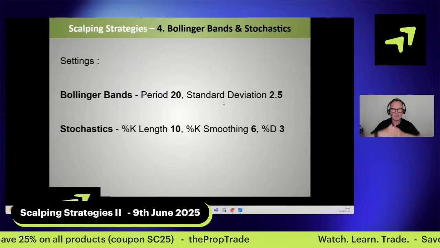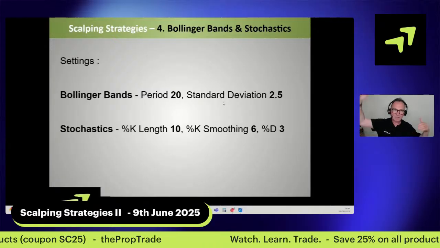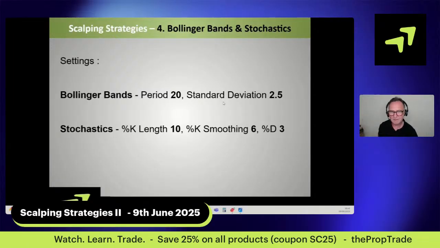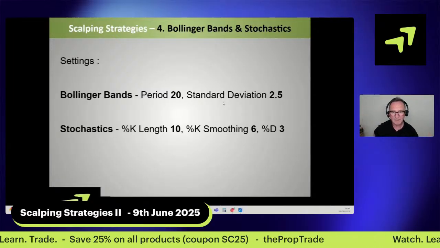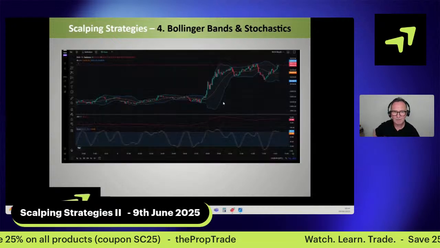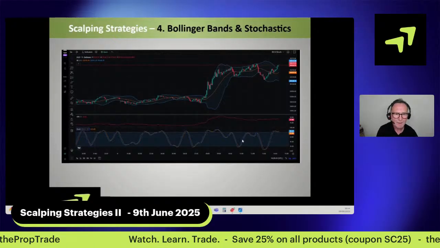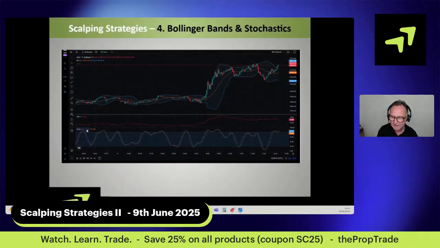I'm looking for a touch again of the Bollinger Band, the extreme outer, the upper or the lower, and then for a mean reverting back to the center line and then back to the other side of the Bollinger Band if that plays out. So what does that look like? That's what it looks like on my setup. So here's the stochastics 10, 6, 3.